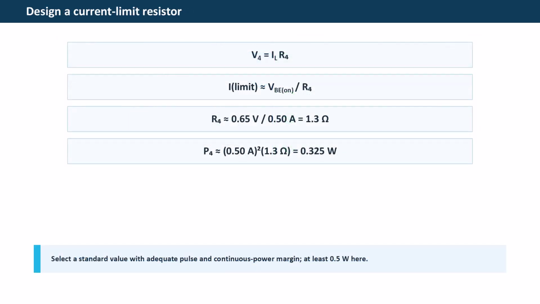To set a nominal half ampere limit, divide the assumed sensing transistor turn-on voltage by the desired current. The result is 1.3 ohms. Its calculated dissipation is 0.325 watt. So a higher rated and suitably derated resistor is appropriate.